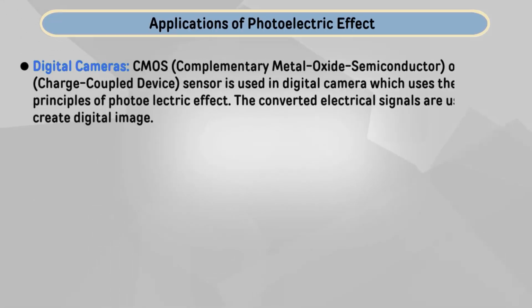Then digital cameras also use this phenomenon. CMOS, the complementary metal oxide semiconductor, or CCD, charge-coupled device, are semiconductor-based devices. This sensor is used in digital cameras, which use the principles of the photoelectric effect. The photoelectric effect is used to convert light energy into electrical signals, and those electrical signals are used to create a digital image.